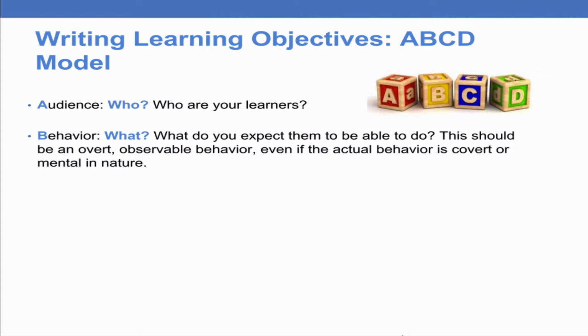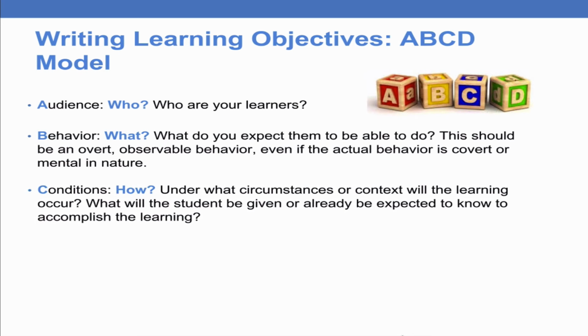Behavior is the what. What do you expect them to be able to do? This should be an overt, observable behavior, even if the actual behavior is covert or mental in nature. If you can't see it, hear it, touch it, taste it, or smell it, you can't be sure your audience really learned it.